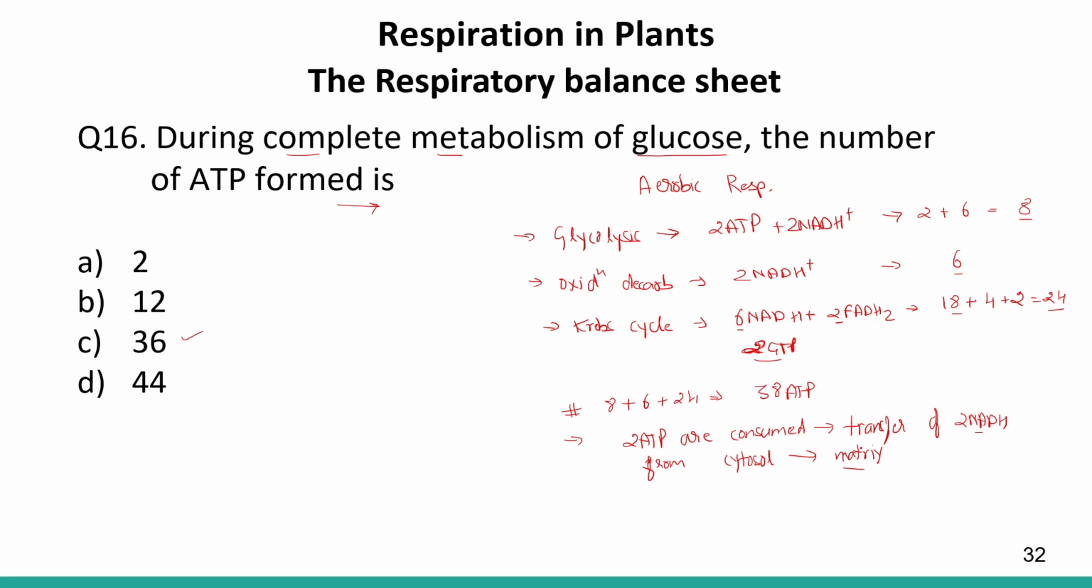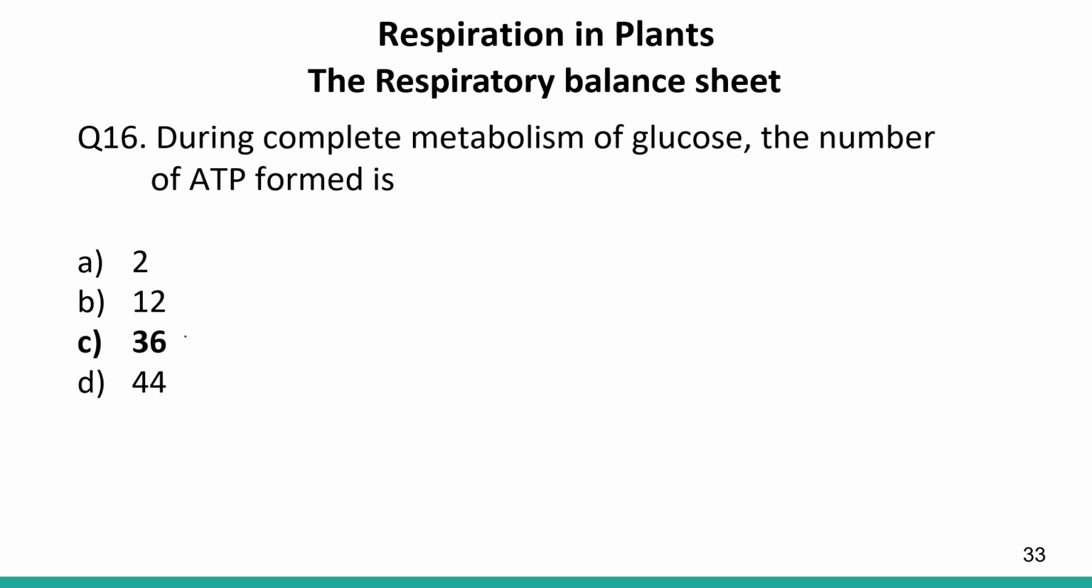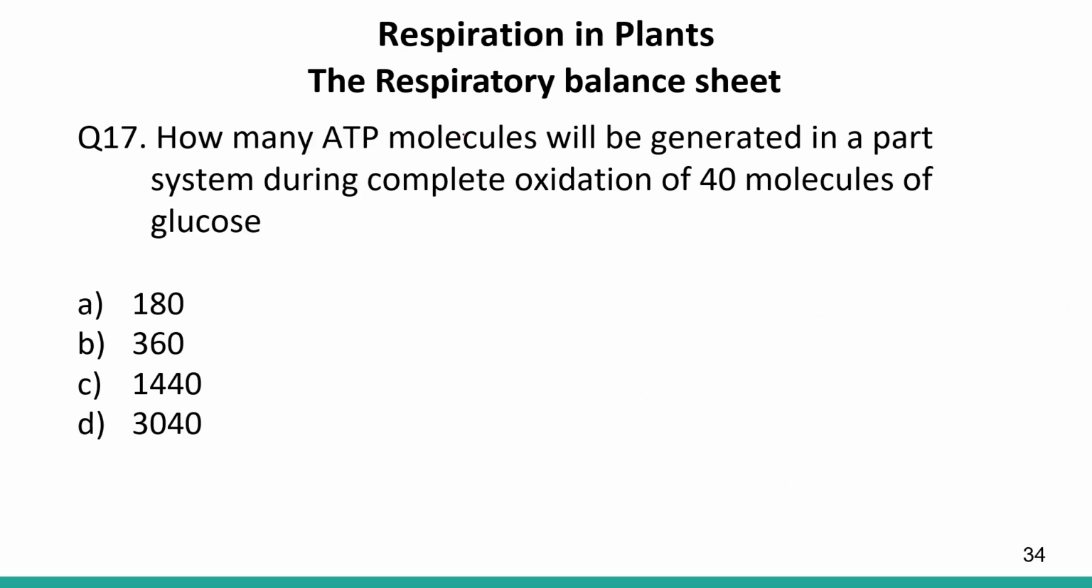Alright. And this NADH are then used in the electron transport system. So what we can do now? We can reduce 2 ATP from this. So the answer should be 36 ATP. Alright. So the answer is option C, 36 ATP.